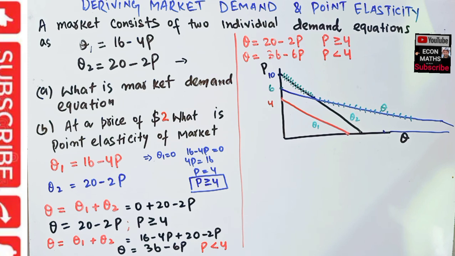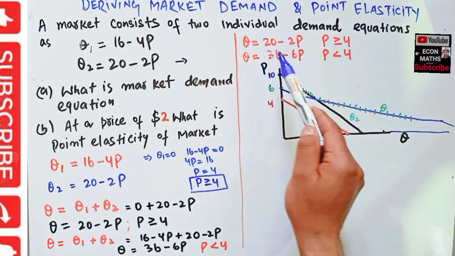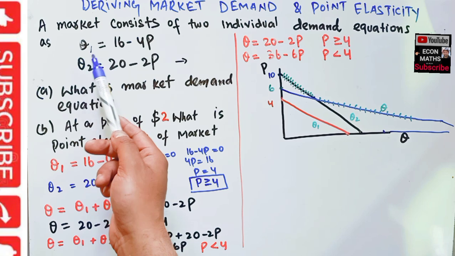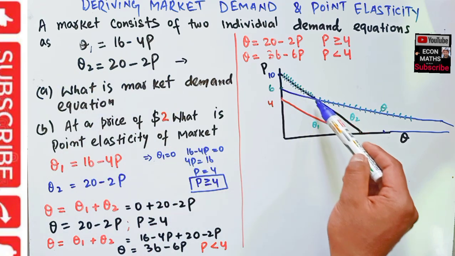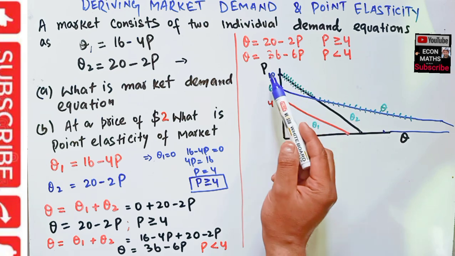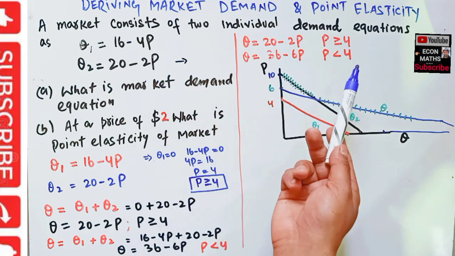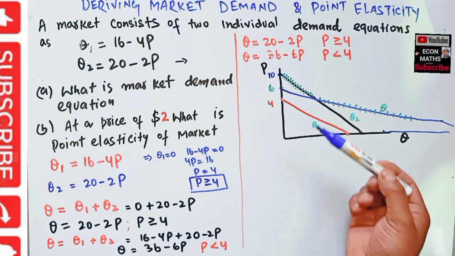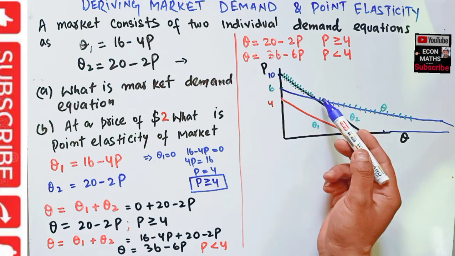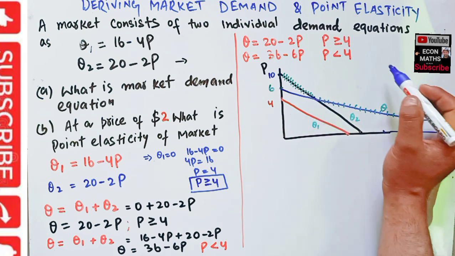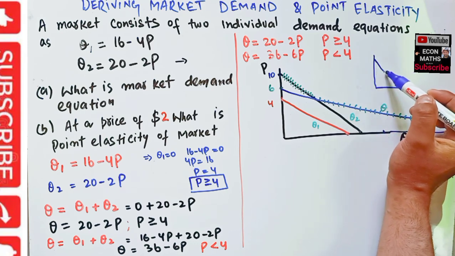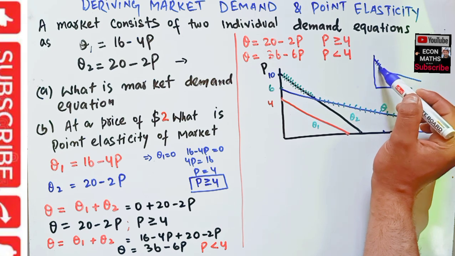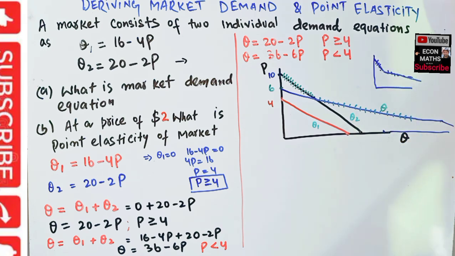Simple thing. When price is greater than 4, q1 will be equal to 0. That means our market demand function will be q2 is equal to 20 minus 2p. This very thing. Okay, up to this. When price is less than 4, we add up these two demand functions. That means this segment. So what actually we got? We got the market demand function like this. So this was about how to add up the two demand functions.